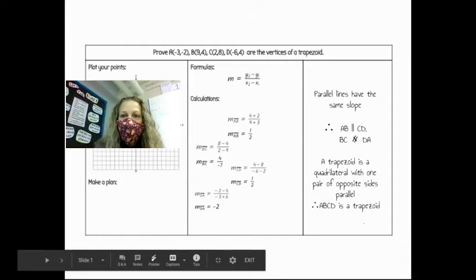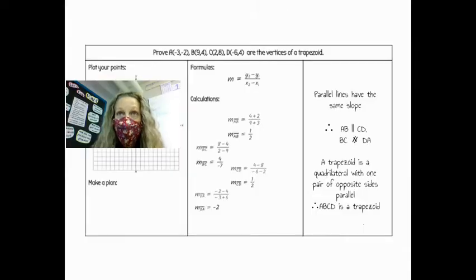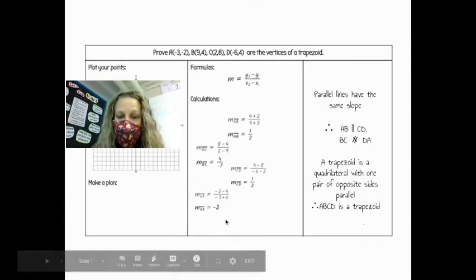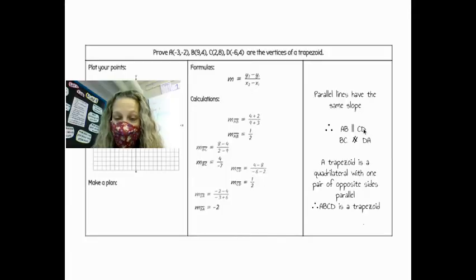So for trapezoid proofs, I'm going to walk you through what I have happening here. So the first question I'm trying to prove it's a trapezoid. Trapezoids have one set of parallel sides. So I'm starting with the slope formula, and then I calculated the slope of 1, 2, 3, all 4 sides. Once I have 4 slopes, I'm able to say parallel lines have the same slope. Therefore, AB is parallel to CD, but BC is not parallel to DA.